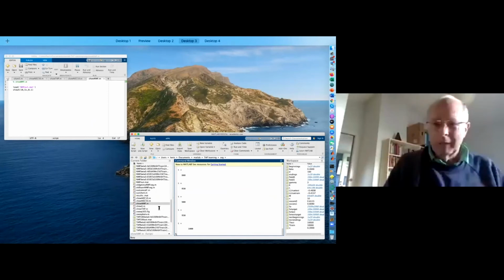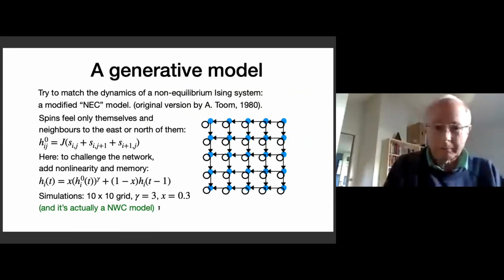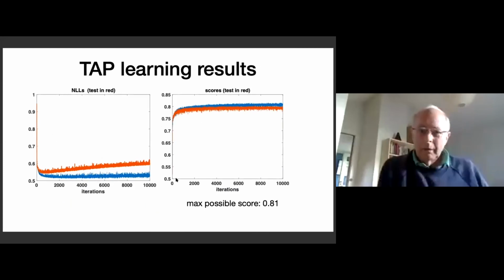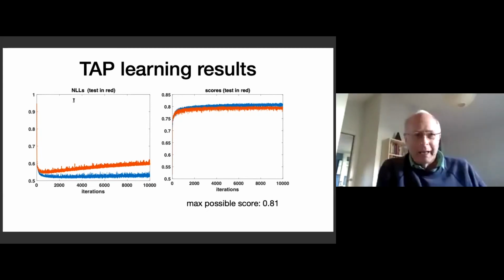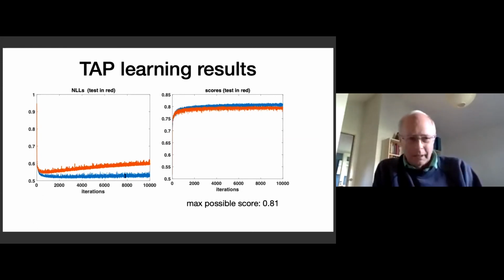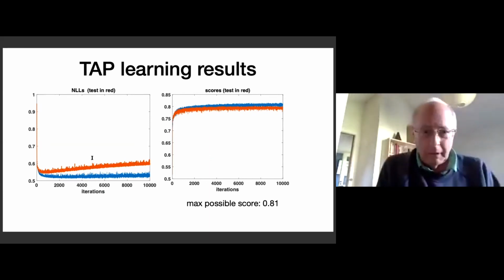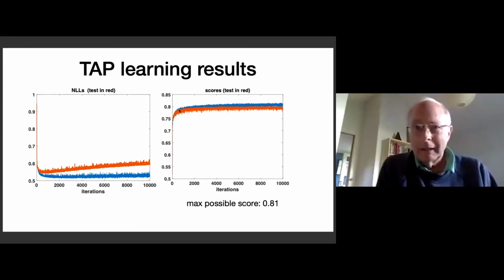The actual simulations, just because we have small computers, are done in a 10 by 10 grid. And so this is just some learning curves. The first one shows the negative log likelihood per spin and per time step. I didn't write that part explicitly, but it's in bits. So random performance would be 1. Perfect performance would be 0. You can see we were a little over a half here. So it doesn't look like it's that good. The red line is the test set and the blue line is the training set.